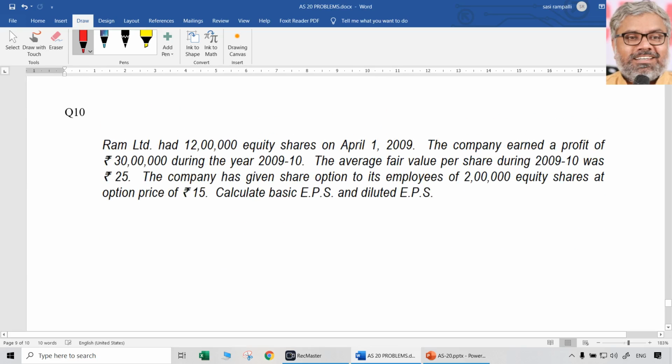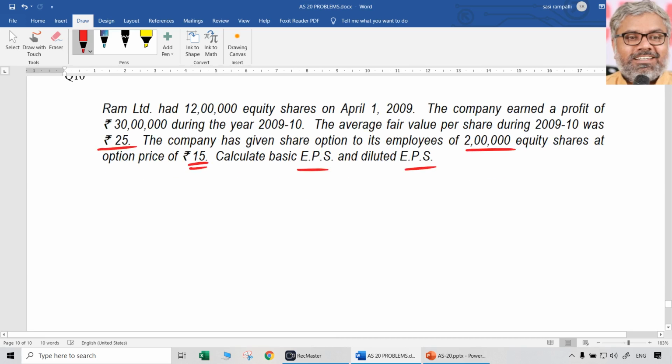Then question number 10, the last question. RAM Limited had 12 lakhs equity shares on April 1st, 2009. The company earned a profit of 30 lakhs during the year 2009-10. Average fair value per share during this year was 25 rupees. Company has given a share option to its employees of 2 lakhs equity shares at an option price of 15 rupees. Compute basic EPS plus diluted EPS. See, it has given an option, that's all. If it was taken, then they would already become real shares, right? So the diluted EPS concept will not arise then.